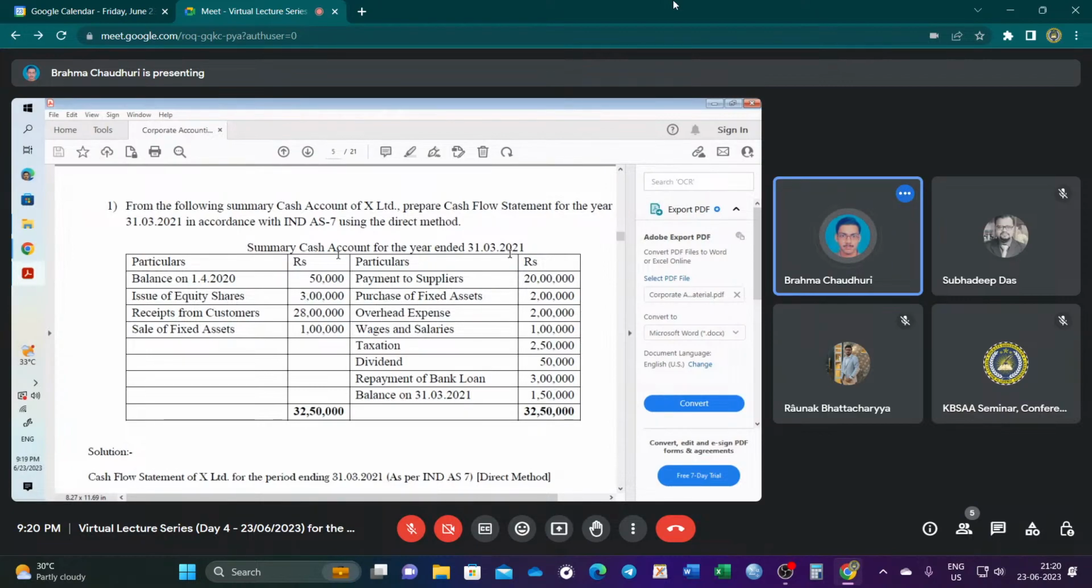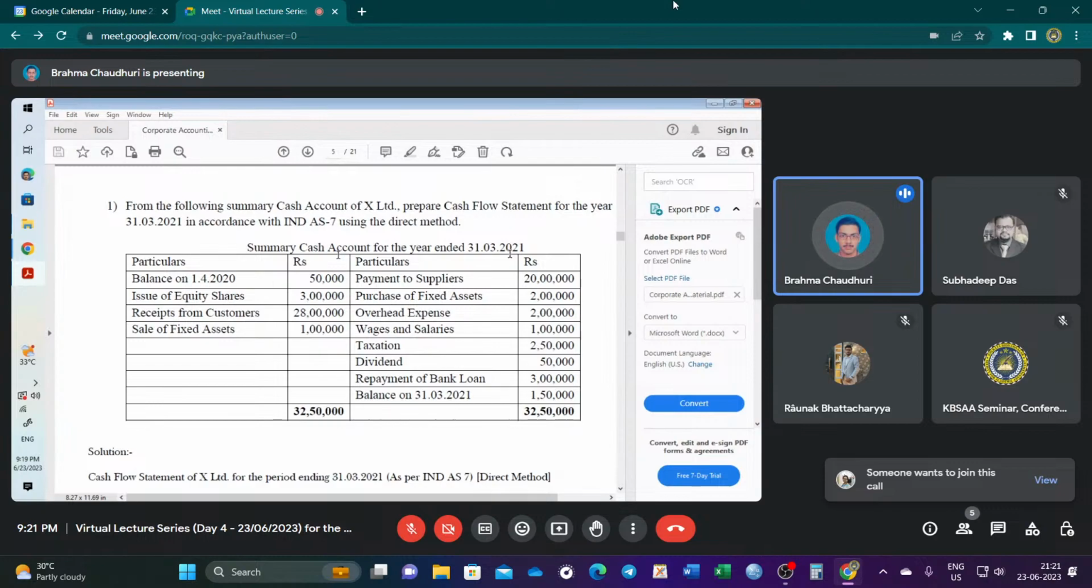Then we will add net cash flows from operating activities, net cash flows from investing activities, and net cash flows from financing activities, and we will get the net increase or decrease in cash and cash equivalents. And along with that, we will add the opening balance of cash and cash equivalents. And if we have solved the problem correctly, then we will arrive at the closing cash balance, that is cash and cash equivalents at the end of the year.